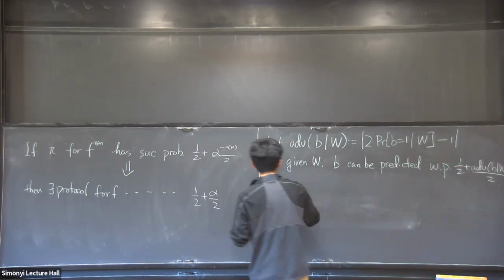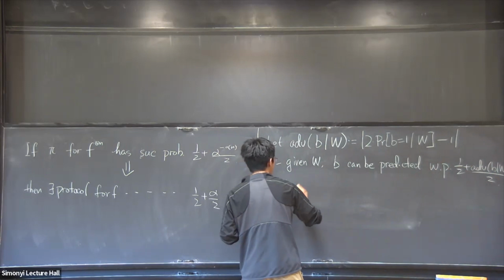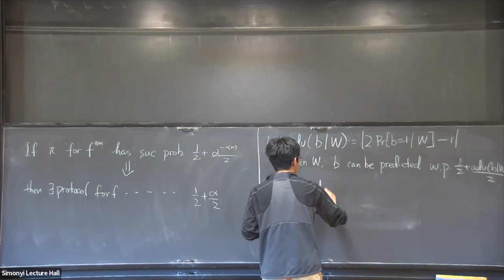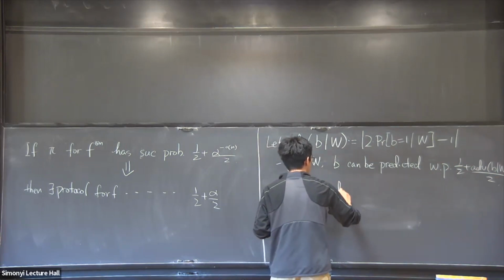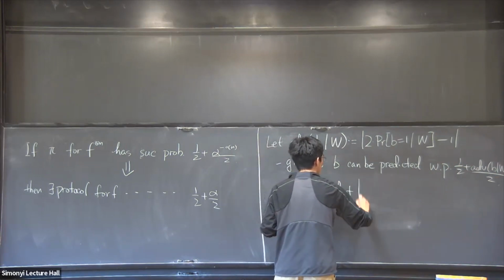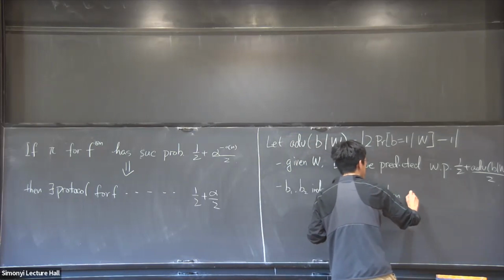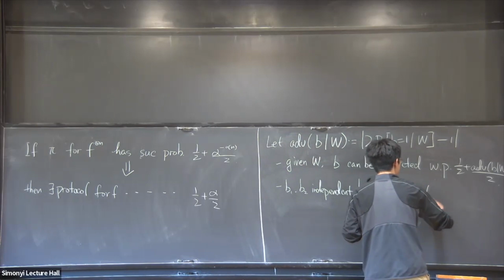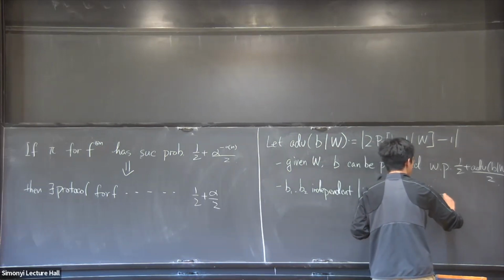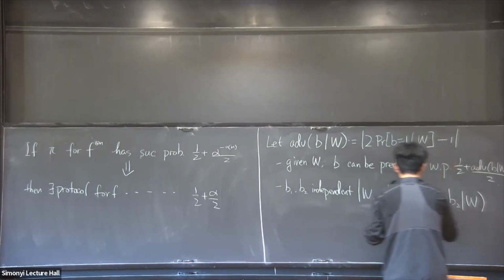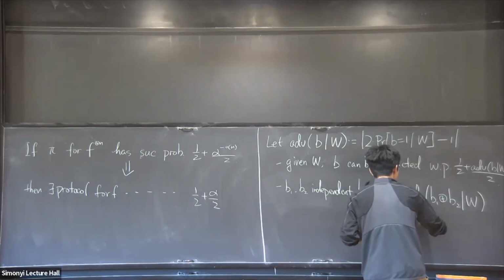And also, it's not hard to verify that if we have B1, B2 that are independent conditional on W, then the advantage of B1 XOR B2, the XOR of the two bits, has advantage equal to the product of the two advantages, by just writing out the definition.